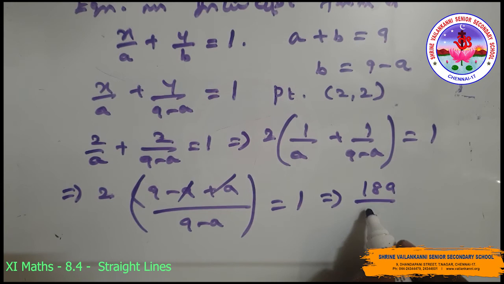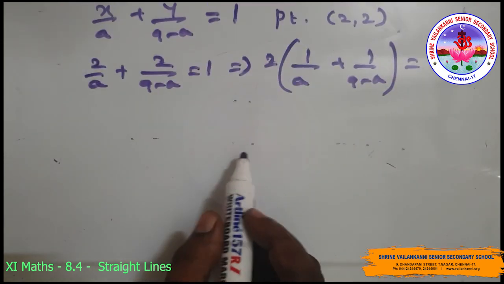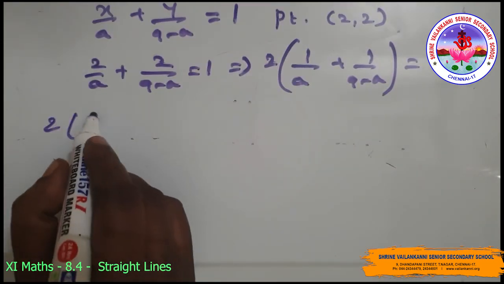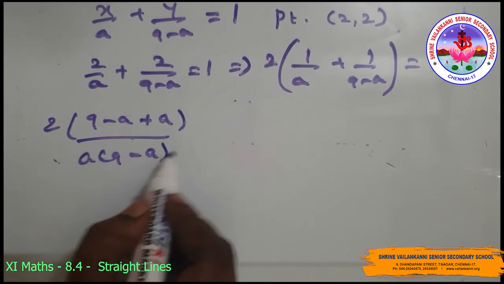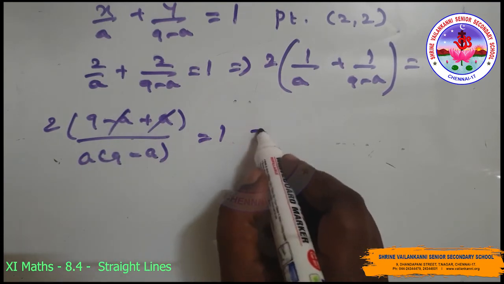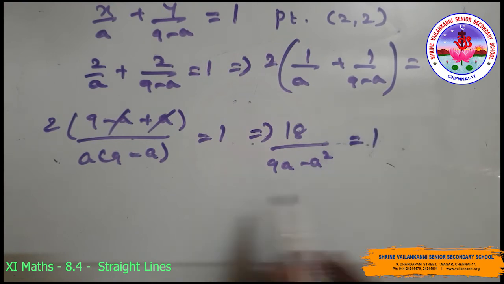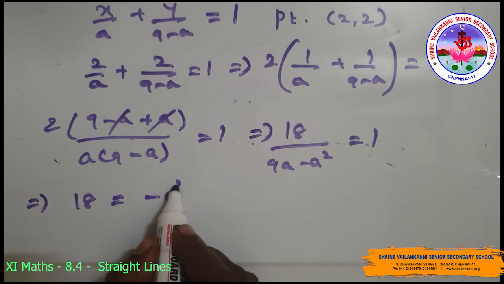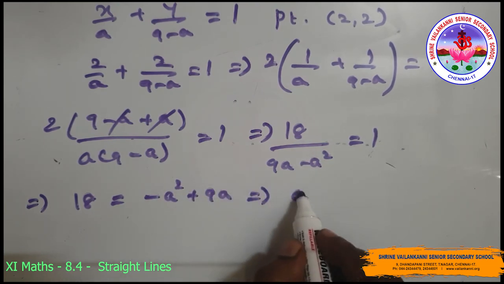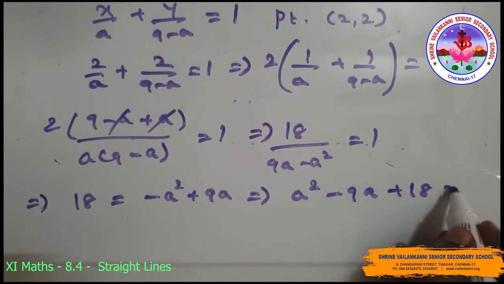which is 18 by (9 minus a) into a equals 1. Simplifying this, we get 2 into (9 minus a plus a) by a into (9 minus a) equals 1. Cancelling a, we get 18 by (9a minus a square) equals 1. So 18 equals minus a square plus 9a, so a square minus 9a plus 18 equals 0.